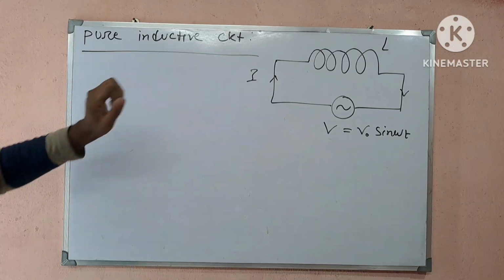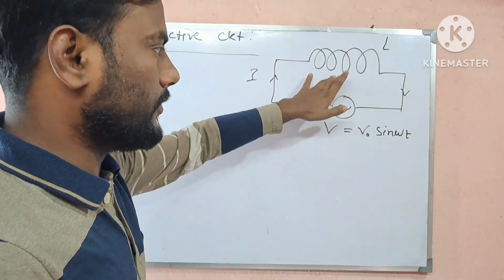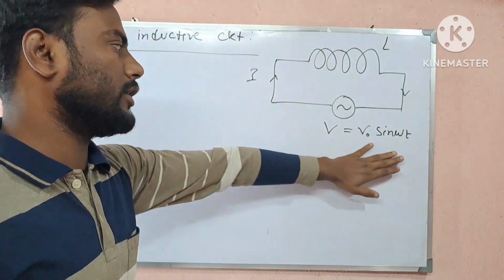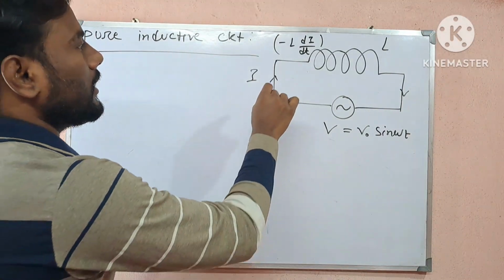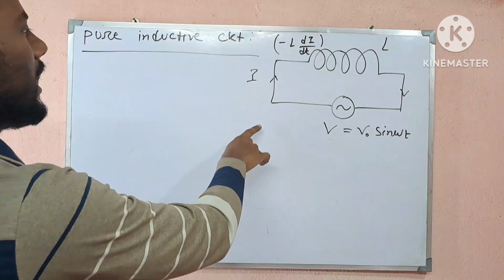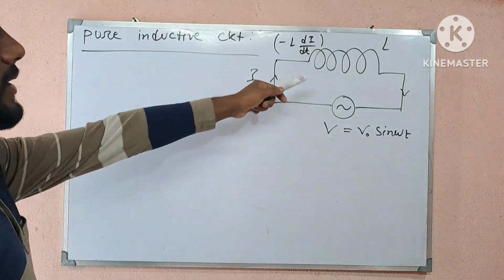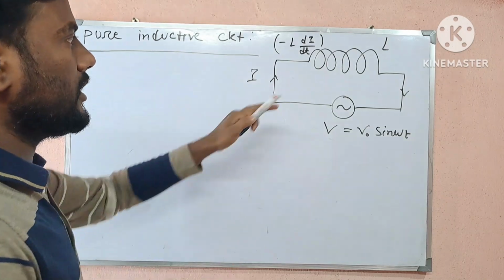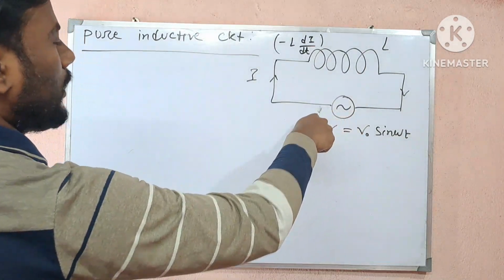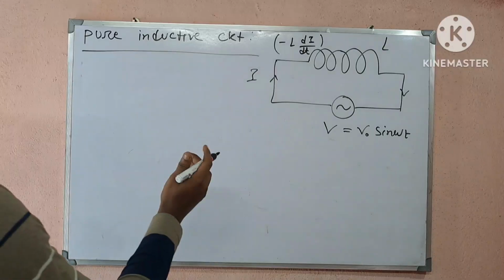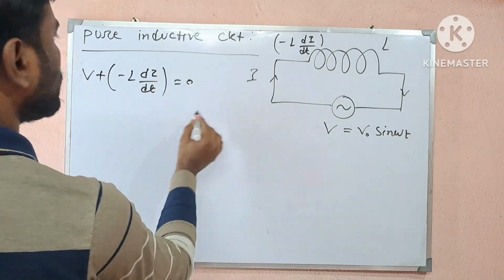Now we'll talk about the pure inductive circuit. So what is a pure inductive circuit? Such a circuit where only an inductor is present and the applied source voltage is V0 sin omega t. At any instant t, I is the current in the circuit. From the chapter electromagnetic induction, we know that when AC current flows through an inductor of inductance L, the back EMF, or EMF in the opposite direction, generated inside the inductor is minus L di/dt. So by applying KVL, what is the total voltage in this circuit? That is V plus minus L di/dt equal to 0.